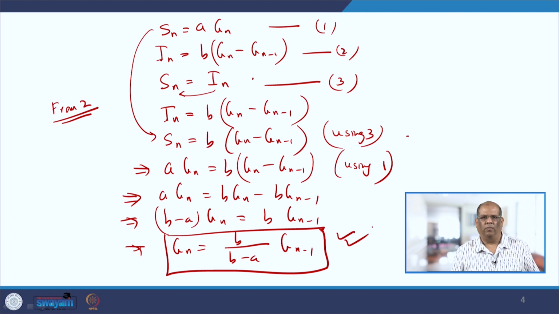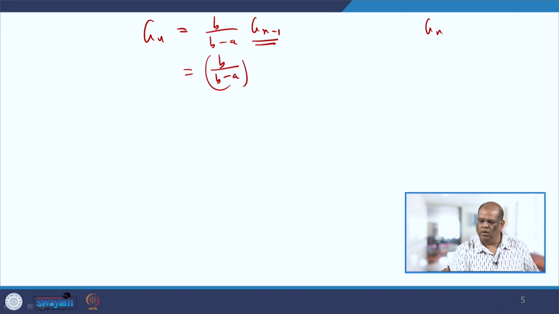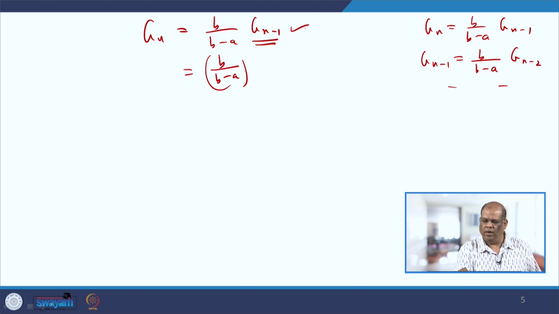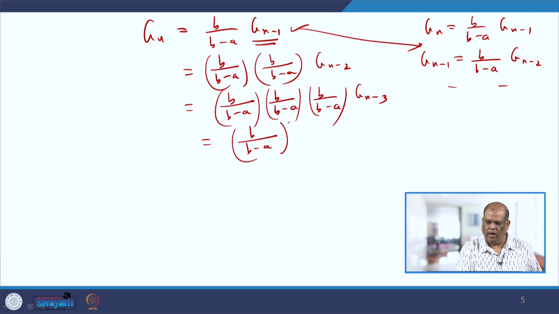So, we get a relation between the national income, which depends on the previous year's national income, and you can simplify this a bit. I will replace this Gn minus 1. So, Gn is B by B minus A Gn minus 1, and Gn minus 1 will be B by B minus A Gn minus 2, and so on. So, I will replace this Gn minus 1 by this, which will be B by B minus A Gn minus 2. Similarly, B by B minus A, B by B minus A, B by B minus A, Gn minus 3. This can be B by B minus A cubed, Gn minus 3.